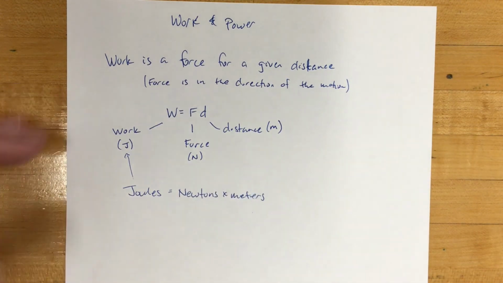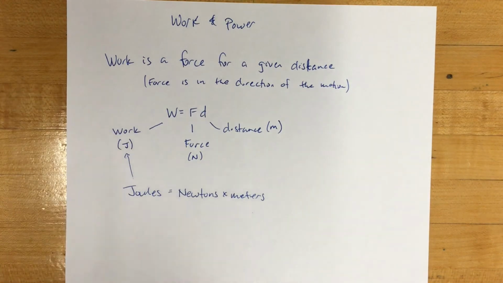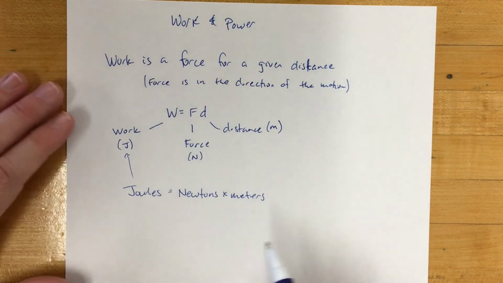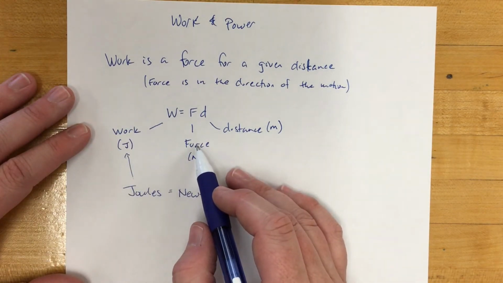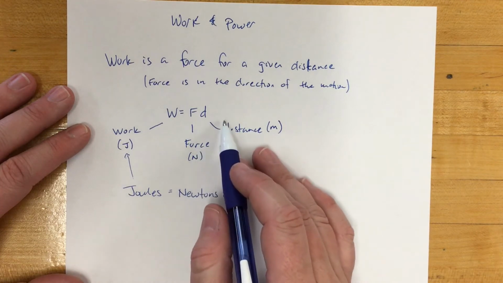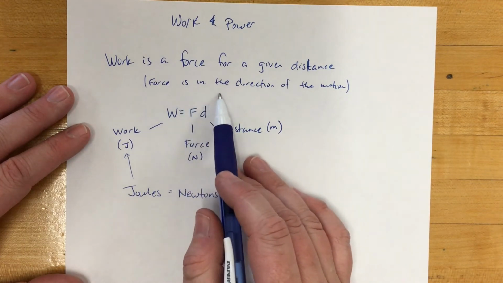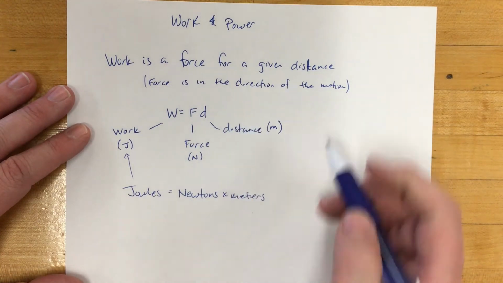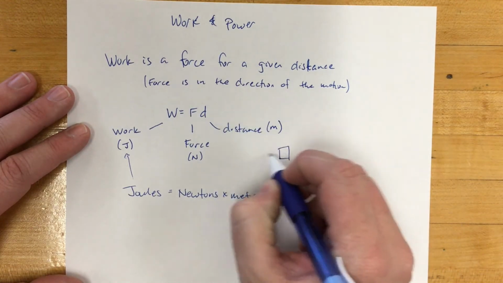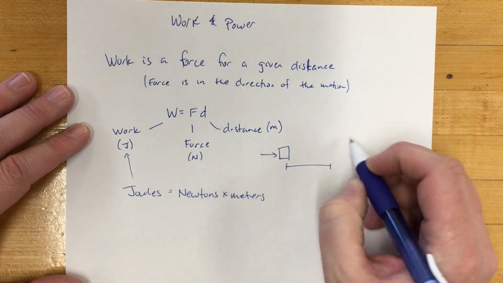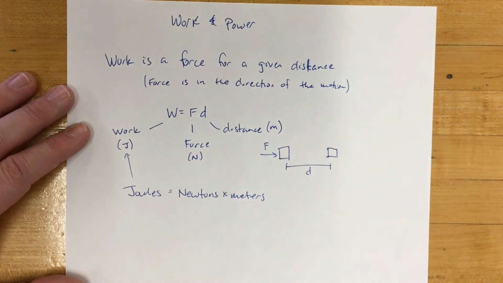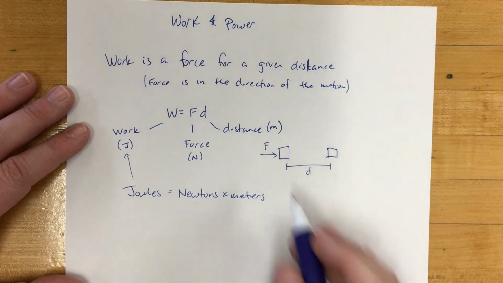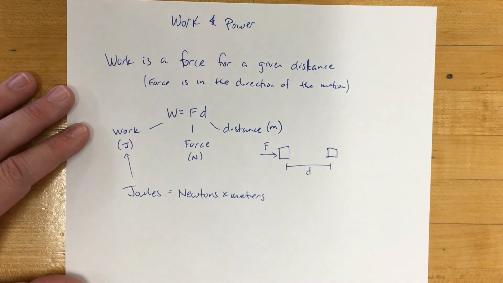Joules will show up anytime we're talking about work, energy, heat. It goes over a lot of different situations. So the amount of work that's done is going to be related to the force, how much force you've put on it, and the distance. Now the force needs to be in the direction of the motion. So if I have a box and I'm pushing it that way, and I go from here to here, and here's my force and here's my distance, I have done work on that box. I've moved it a certain distance with that force.